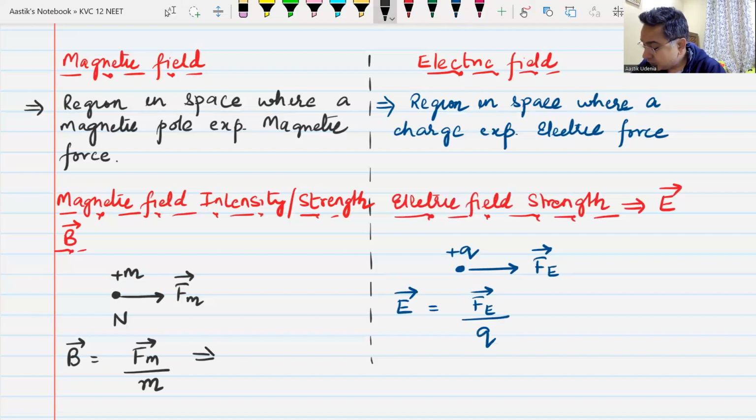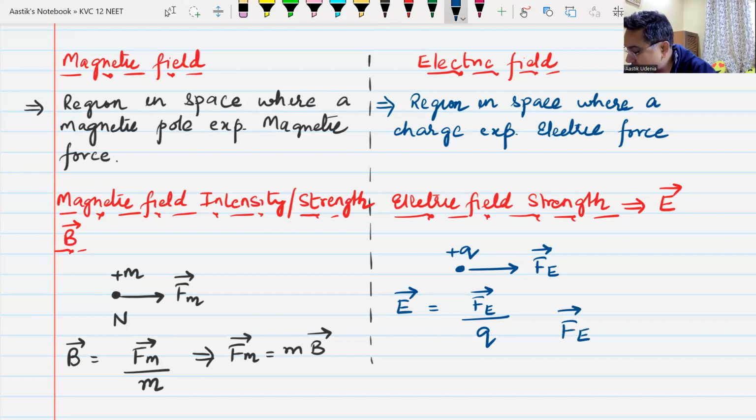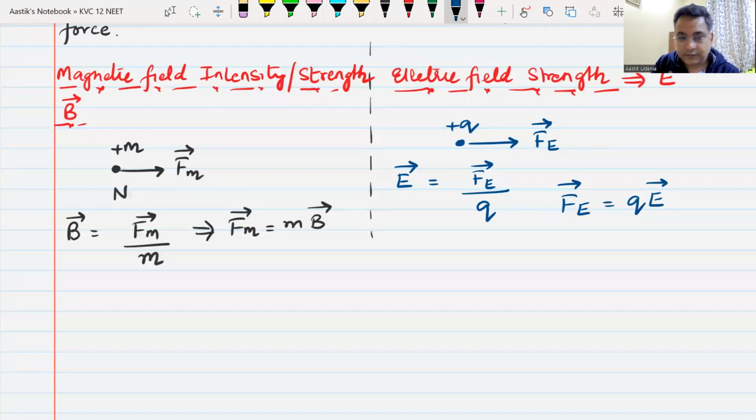So if I want to find out the magnetic force on any monopole, I multiply M by B vector. Remember, M is not mass, M is the pole strength. If I want to find the force on a charge, I will multiply Q by the electric field. Are we able to understand this? Or is it going above our head?